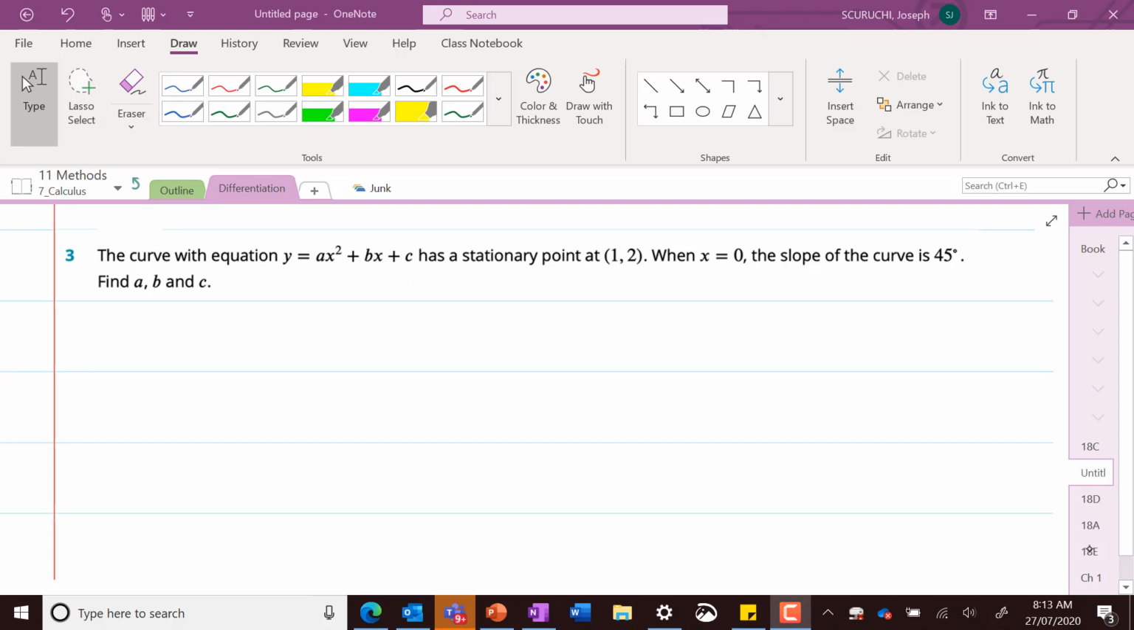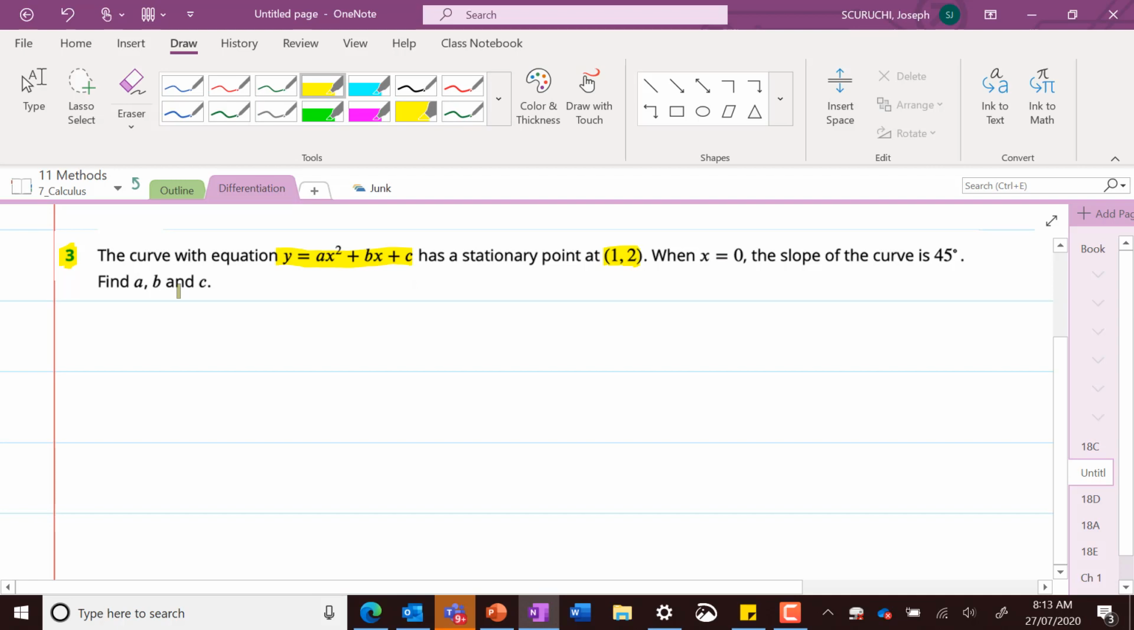Alright, so we are working through 18C, and in this video I'll be going through question 3, which is asking us: the curve with the equation has a stationary point at (1, 2). When x is 0, the slope of the curve is 45 degrees. We need to find A, B, and C.